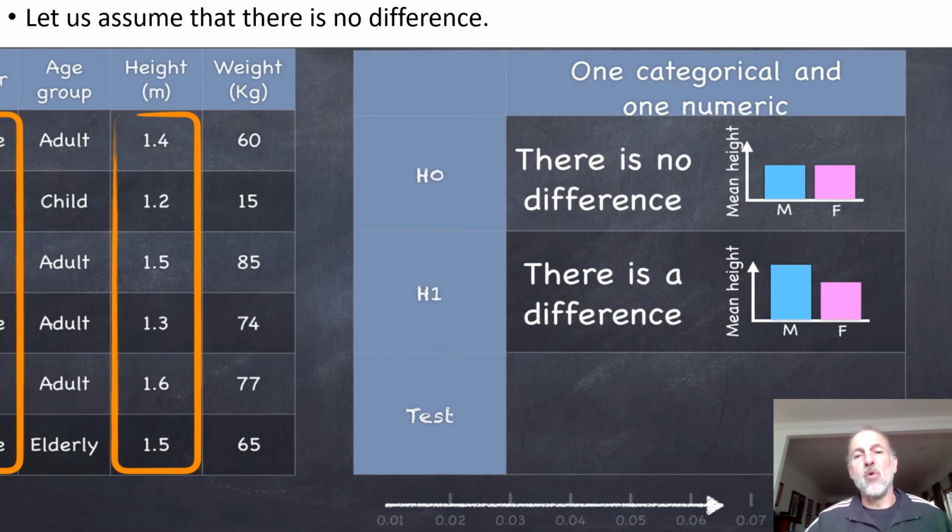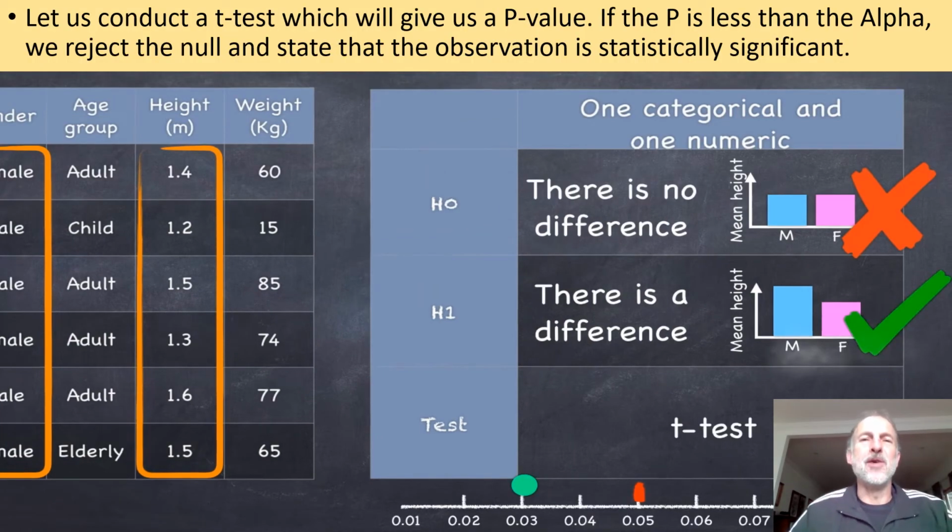But now we will formulate our null hypothesis because we will assume that there is no difference. By now you will know exactly how it works, but we will conduct a t-test next, and it will give us a p-value, and if that p-value is less than the alpha, we will reject the null and state that the observation is statistically significant.